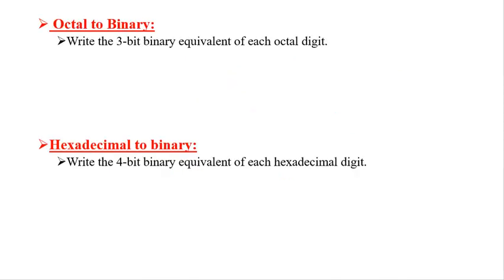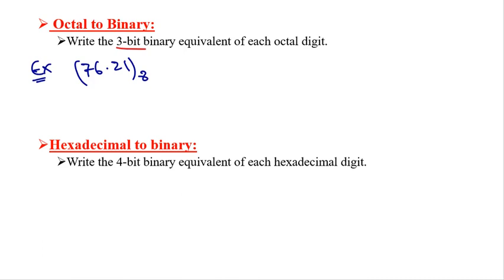Now it is also possible to convert octal and hexadecimal numbers into binary. Let us see how to convert an octal number into binary. To convert an octal number into binary, simply write down the 3-bit binary equivalent of each octal digit. For example, let us convert the octal number 76.21 into its equivalent binary. So this is the octal number. In order to convert it, write the 3-bit binary equivalent of each octal digit.